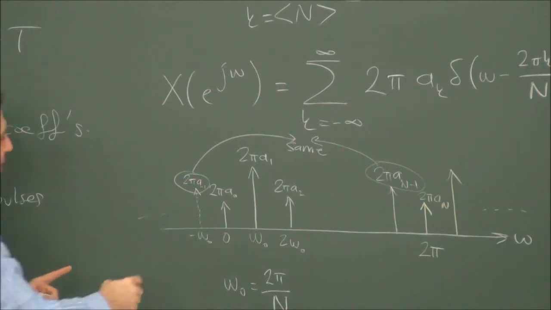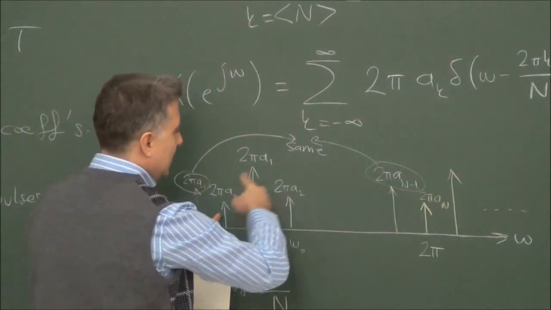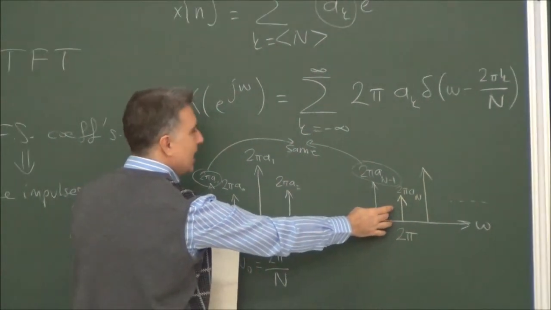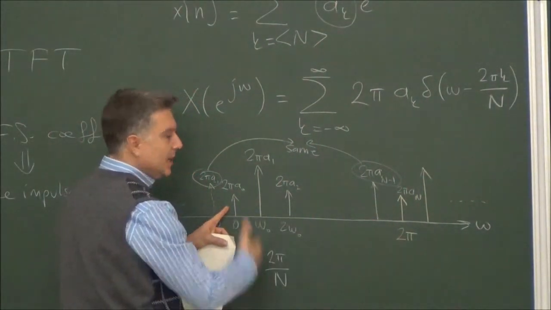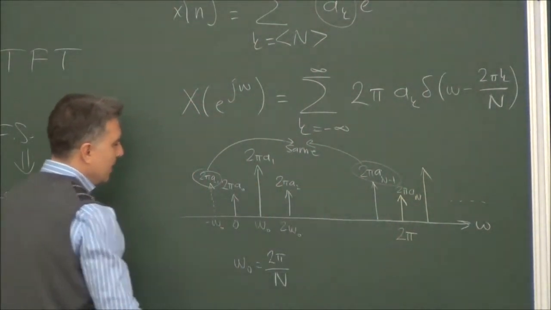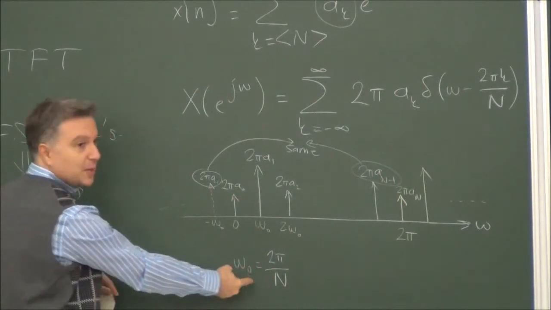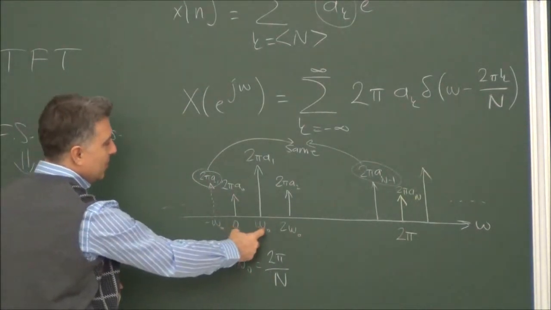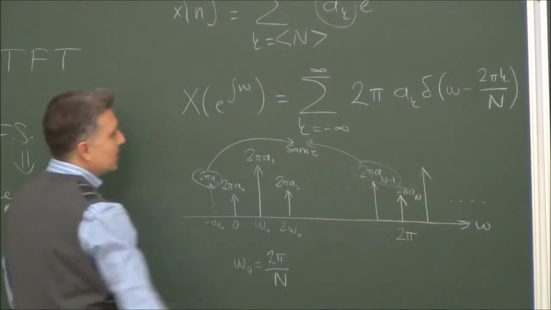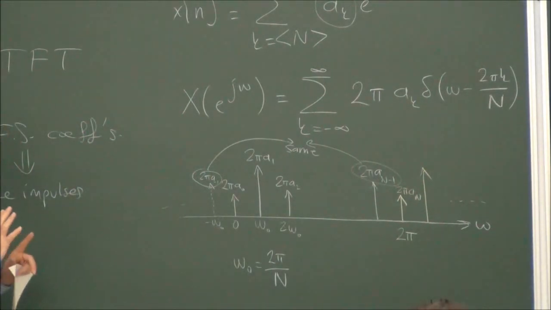How many impulses will you insert within here? You will insert capital N impulses, equally spaced. And that equal spacing is 2 pi over capital N, which is omega 0, 2 omega 0, 3 omega 0, etc. So this is how you render and plot the Fourier transform of discrete time periodic signals.